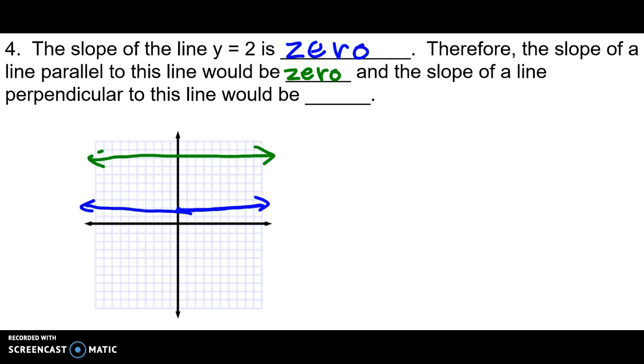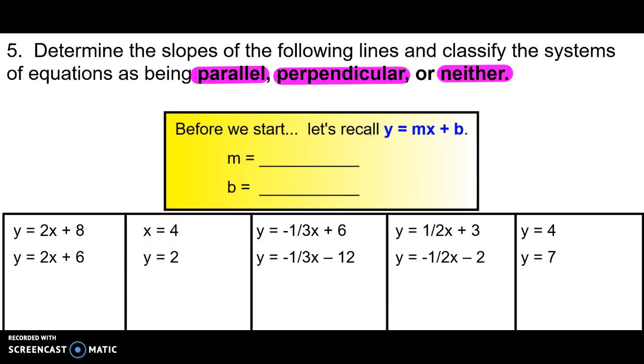And the slope of the line perpendicular, so let's draw a perpendicular line. Remember, that means it has to form a 90-degree angle. That line is vertical, so we know that this slope would have to be undefined. This is an important one to know for the test.